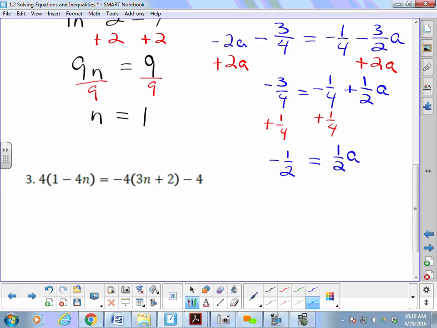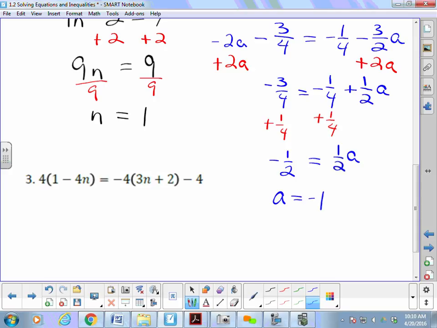All right, so let's use our brain instead of having to do everything. So this says negative 1/2 equals 1/2 times something. What's that something going to be? What's going to make this side look like that side? Negative 1. So a equals negative 1.